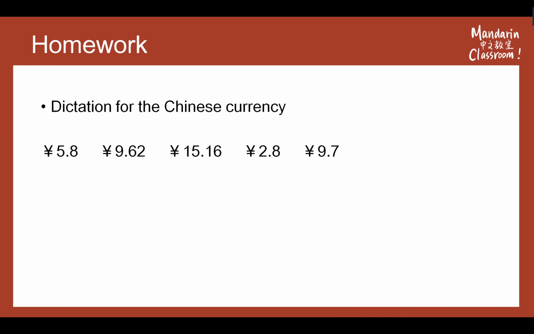So let's check the homework for the Chinese currency. It's a dictation, so let's see. First one is 5块8, so it's 5.8. Second, 9块6毛2, so it's 9.62. Third, 15块1毛6, so it's 15.16. Fourth, 2块8, so it's 2.8. And the last, 9块7, so it's 9.7.